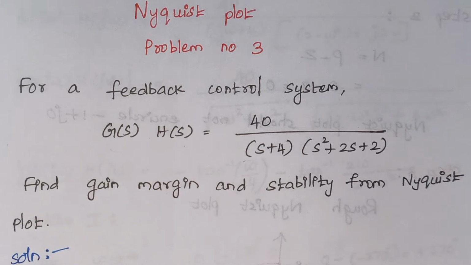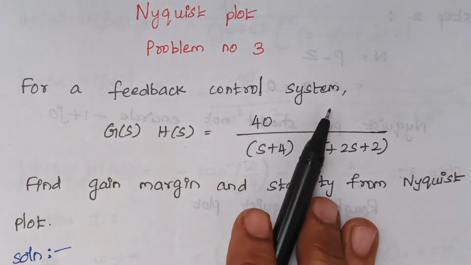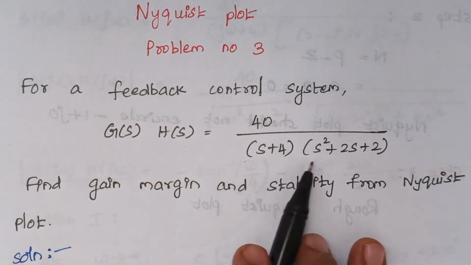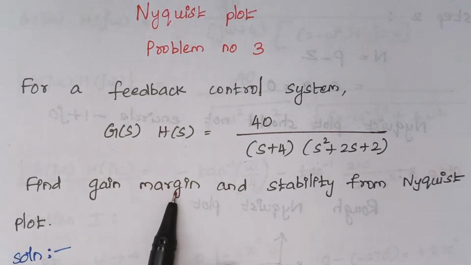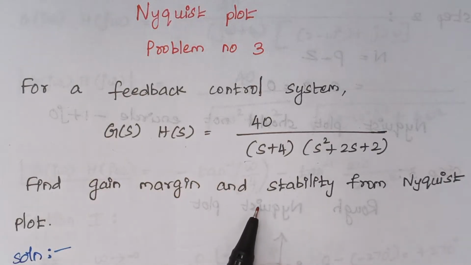Today we are going to solve problem number 3 under the topic Nyquist plot. The problem is, for a feedback control system given by this transfer function, find the gain margin and stability from the Nyquist plot.